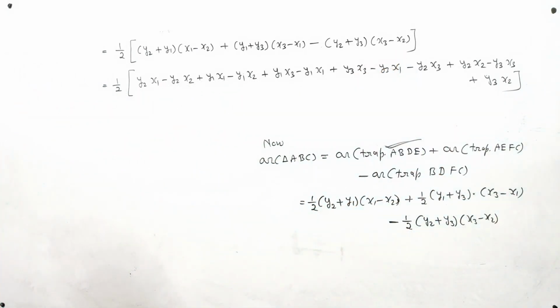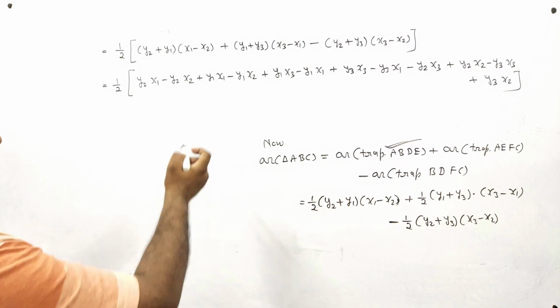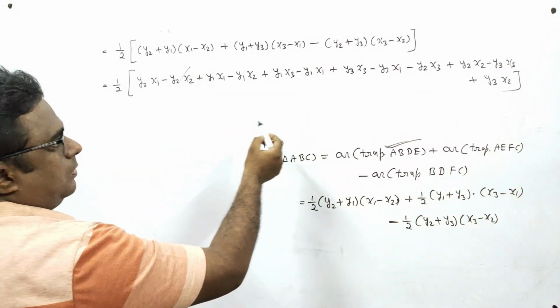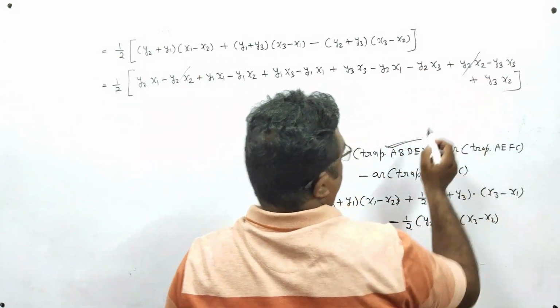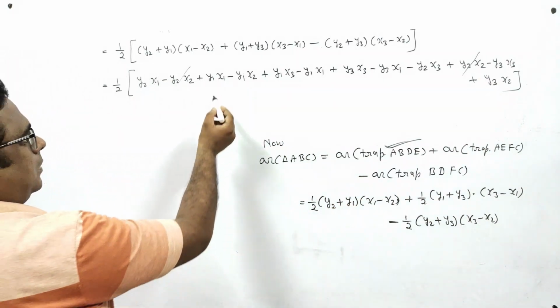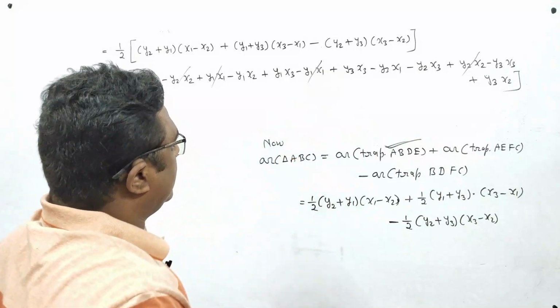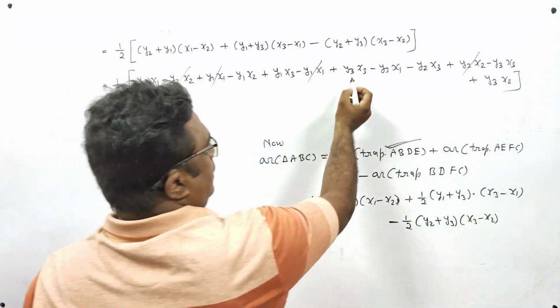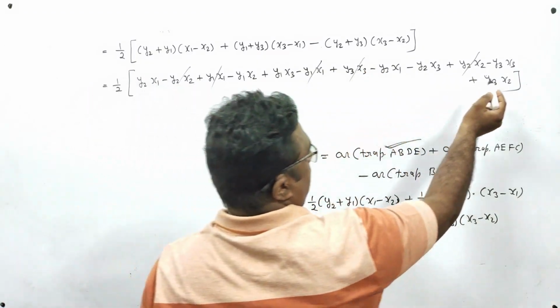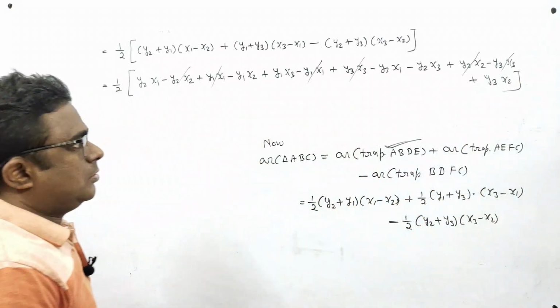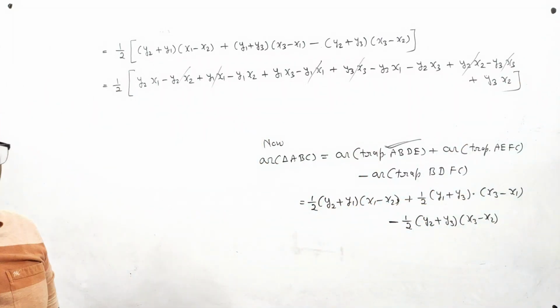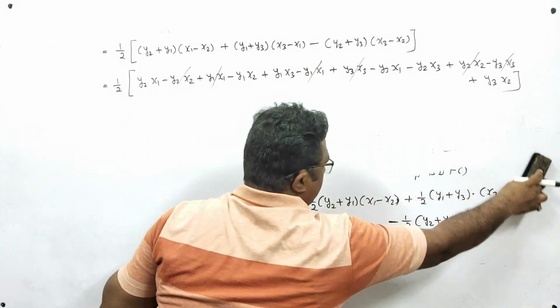Let us find which terms are being cancelled here. Minus x2 y2 and plus x2 y2 cancelled. x1 y1 positive and x1 y1 negative cancelled. x3 y3 positive and x3 y3 negative cancelled. So in total, 6 terms have been cancelled. Now let us write down the remaining terms.